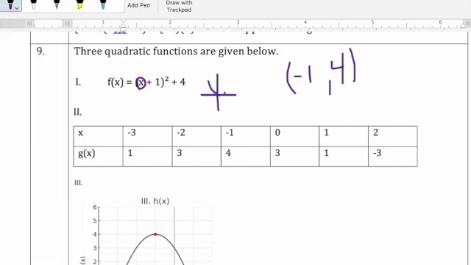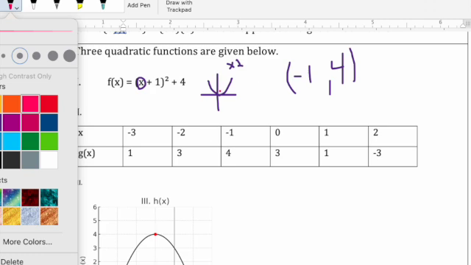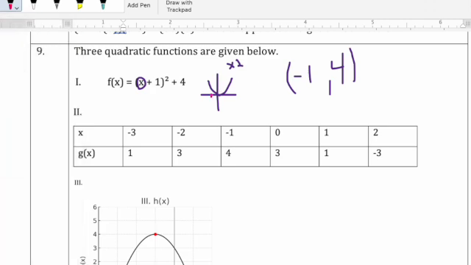This is the parent function x squared. We're going to pretend that looks right. That's x squared. And it moved 1 unit to the left. So let's say this is -1. And it moved 4 units up. 1, 2, 3, 4. I'm just making pretend spots. So the new one is at -1, 4.